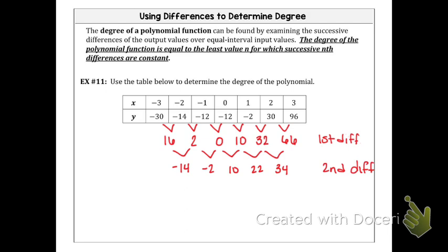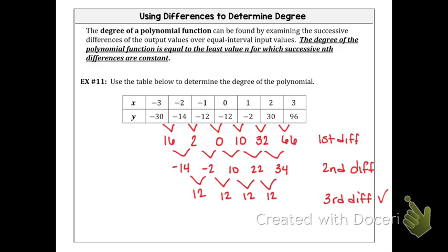Then we're going to do it again. And so this time we're looking at our third differences because this is our third time to do it. This will tell us whether or not this is going to be cubic. Negative 14 to negative 2, we'd add 12. Negative 2 to positive 10, we add 12. 10 to 22, we add 12. 22 to 34, we add 12. Since our third differences worked, that means that this polynomial is cubic.